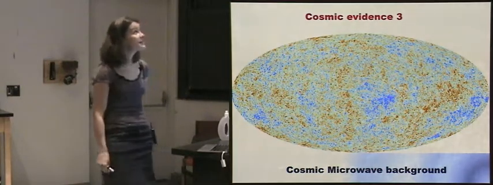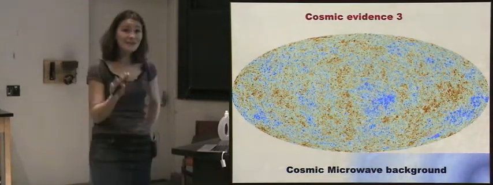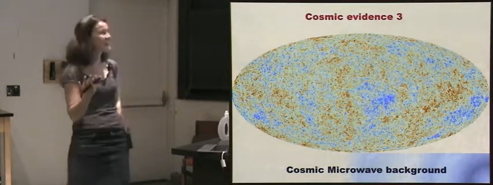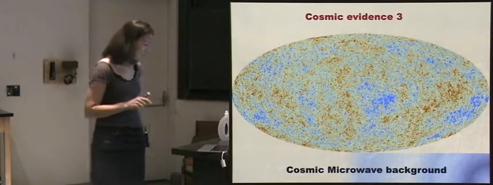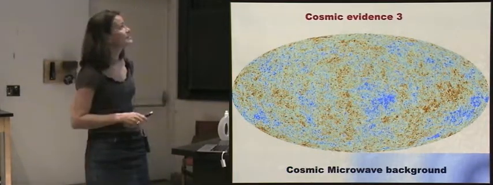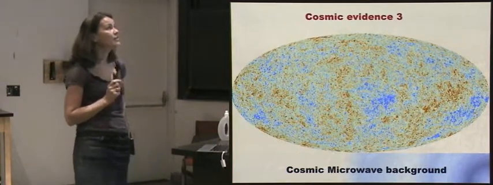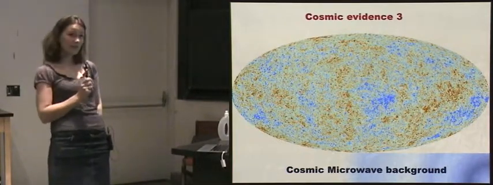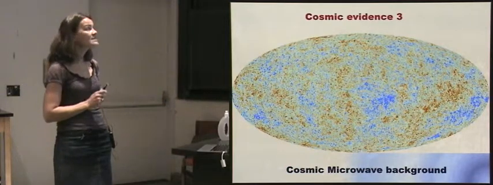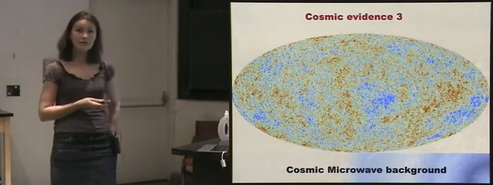Okay, so on to cosmic evidence number 3. So by the end of this, I hope you're going to be totally convinced there's dark matter. Okay, so this is, sorry, the numbering's gone wrong here, so this should be cosmic evidence number 5, I think. So this is really another very compelling pillar of why we think dark matter is out there. And this is information coming to us from the very early universe.